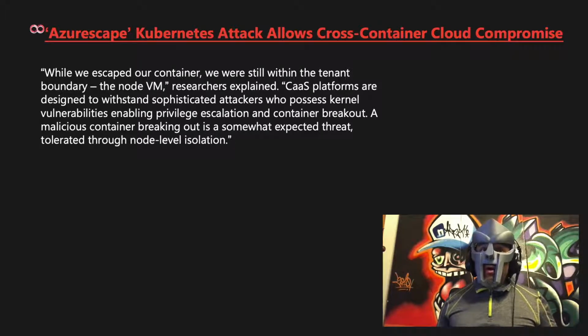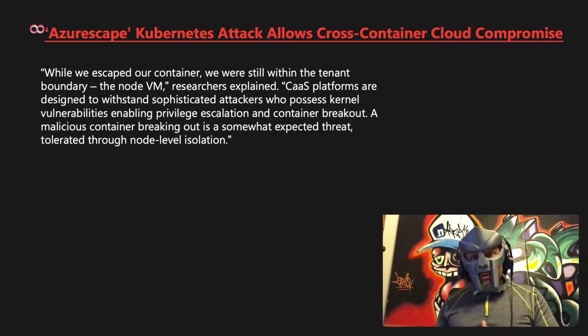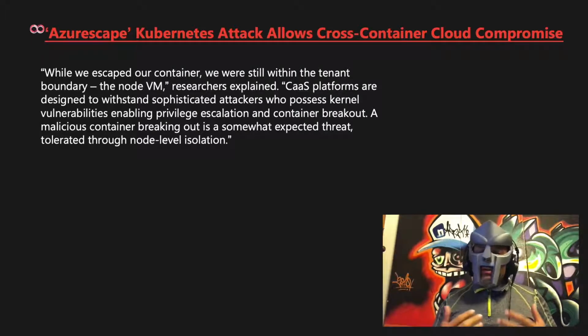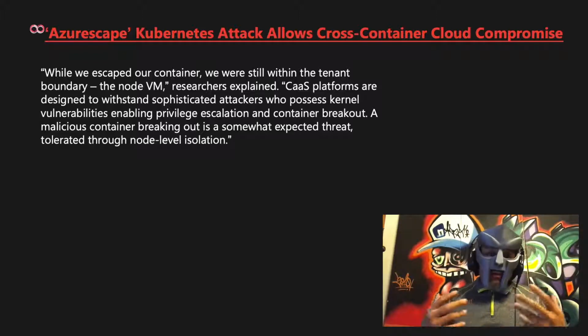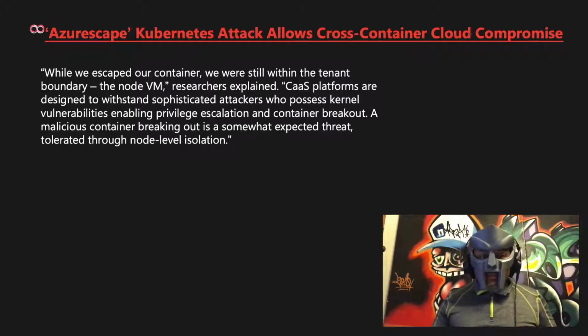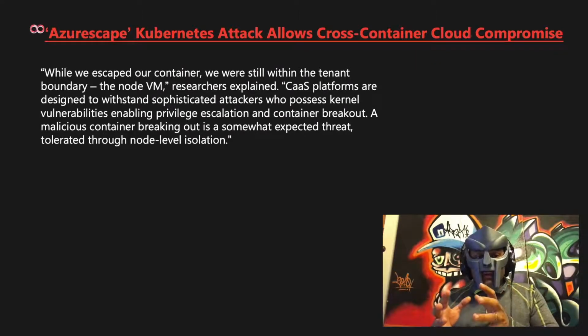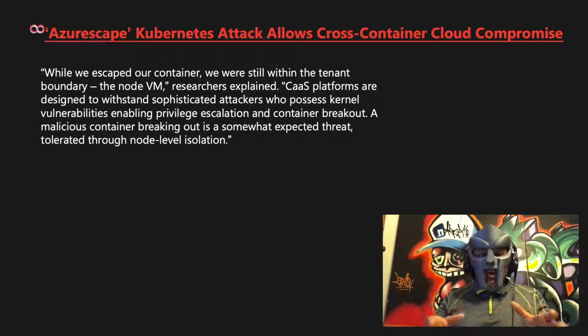CaaS platforms are designed to withstand sophisticated attackers who possess kernel vulnerabilities, enabling privilege escalation and container breakout. A malicious container breakout is a somewhat expected threat. It's tolerated through node level isolation. So it's a known attack. It happens, but through the node level isolation, breaking out of the container, you are still within the boundaries of the permissions and limitations of that particular node.